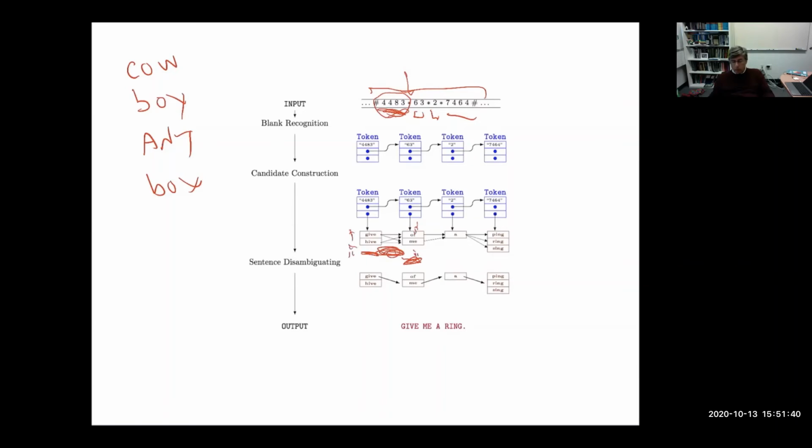But what are we going to do? We're going to set weights on these edges. Suppose we have a weight between any two words about how much they like to be next to each other. How might we know that "give me" is a more popular pair of words than "hive me"? How might we figure that out?